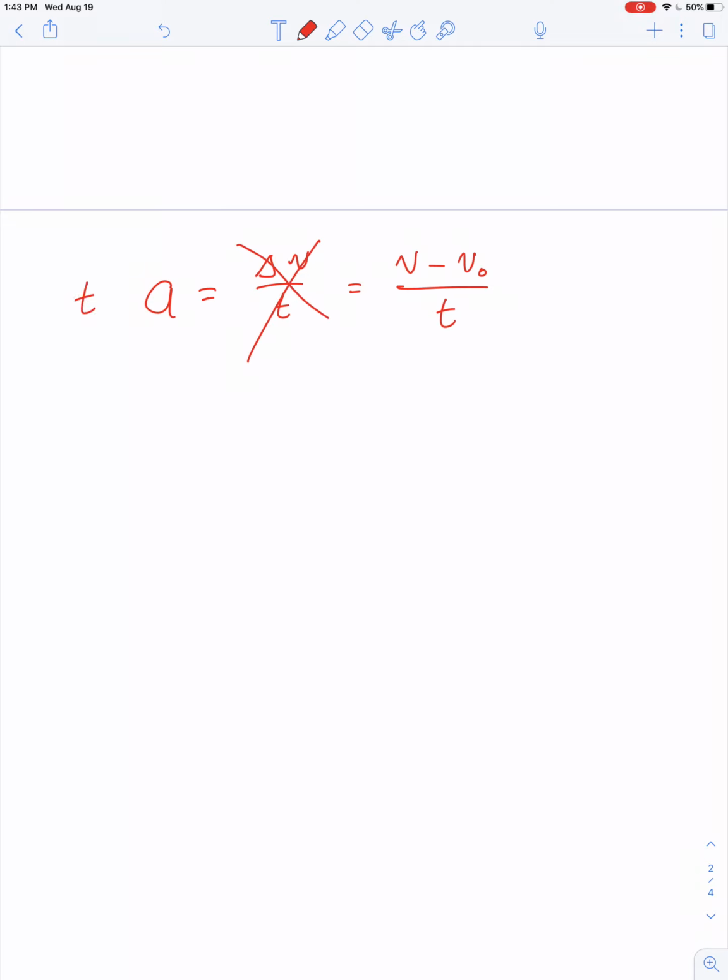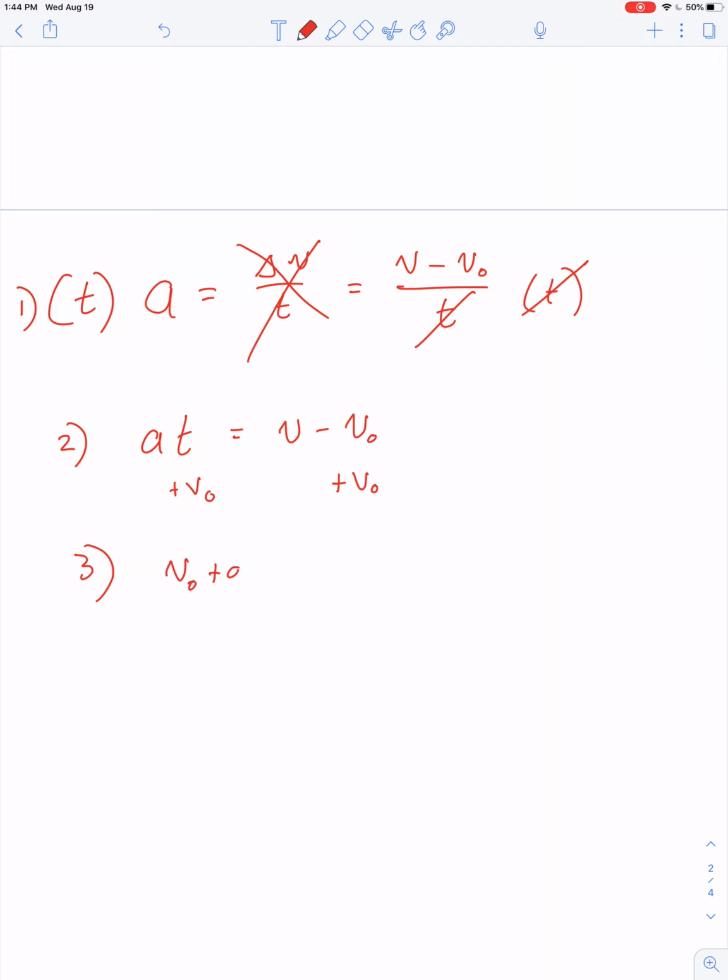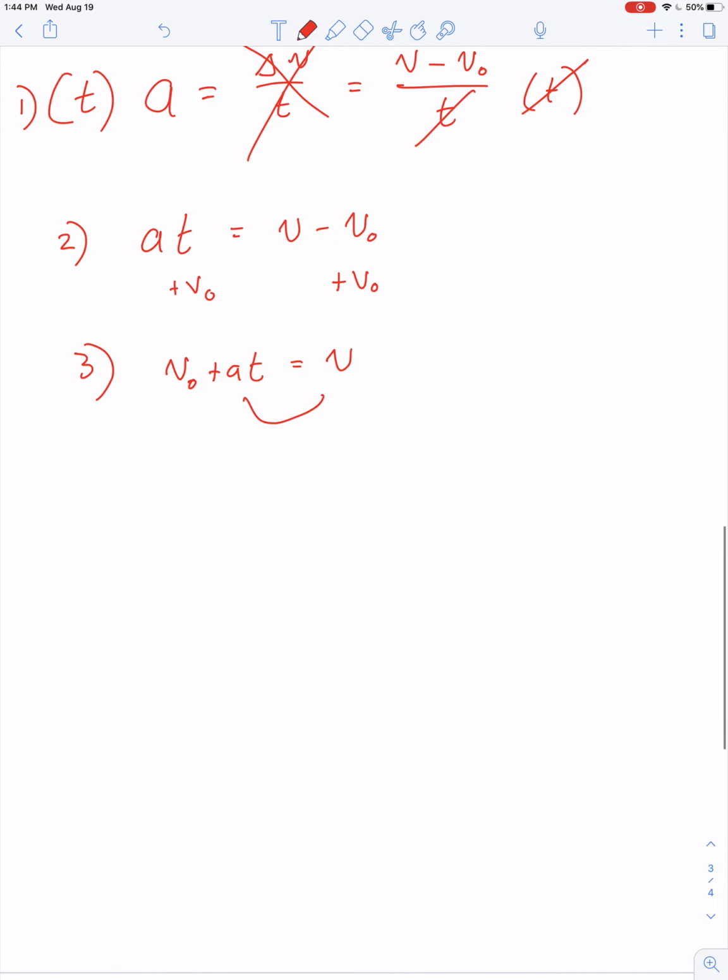So if I multiply both sides of this equation by t, now I have at, here's step 1, step 2. at is equal to v minus v naught. So let's add a v naught to both sides of the equation. So we get v naught plus at is equal to v final. And then if I just transpose the equation, finally we get v equals v naught plus at. And I hope you recognize this. That's another one of our 4 kinematics equations.